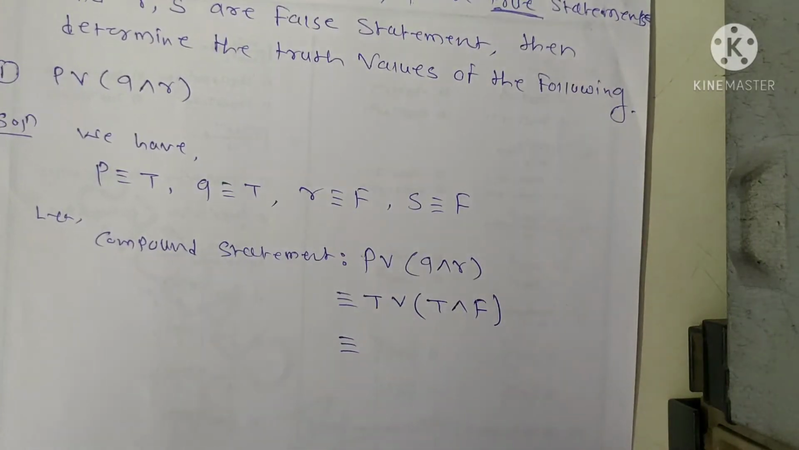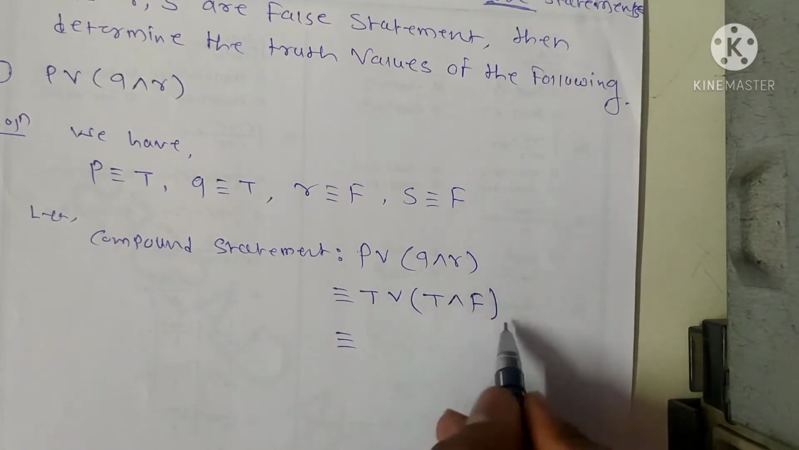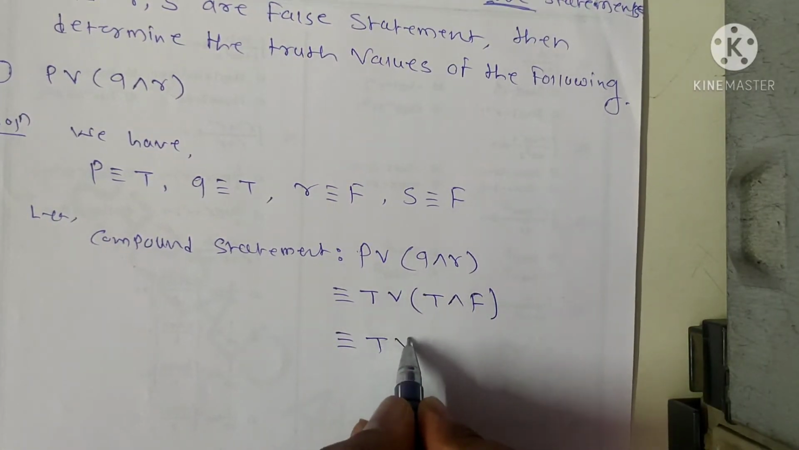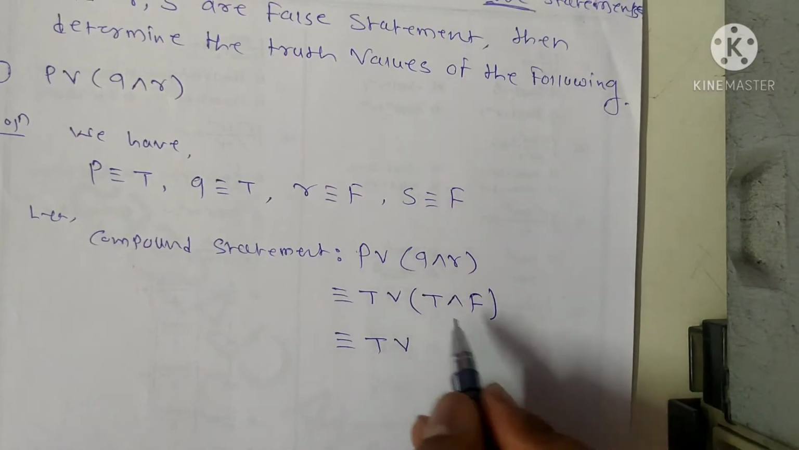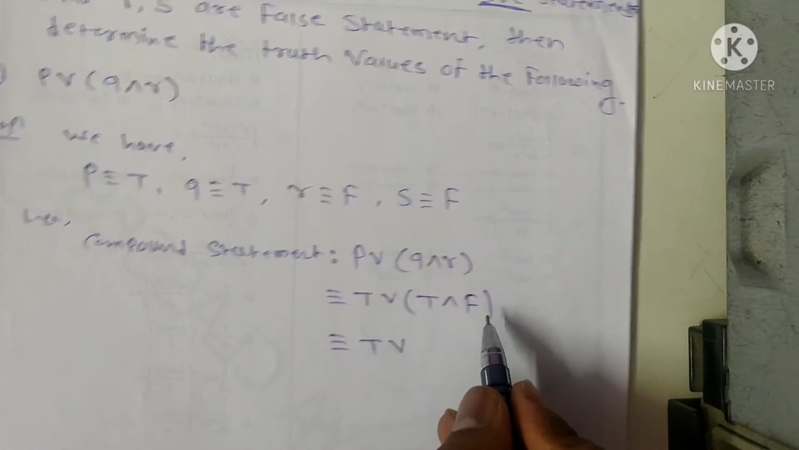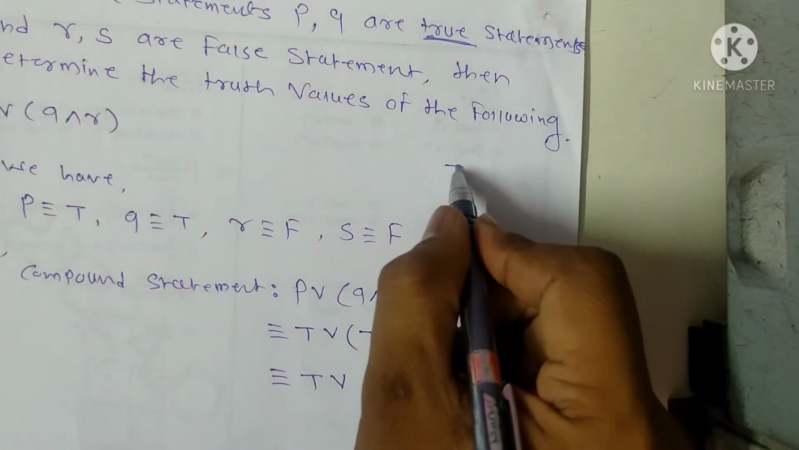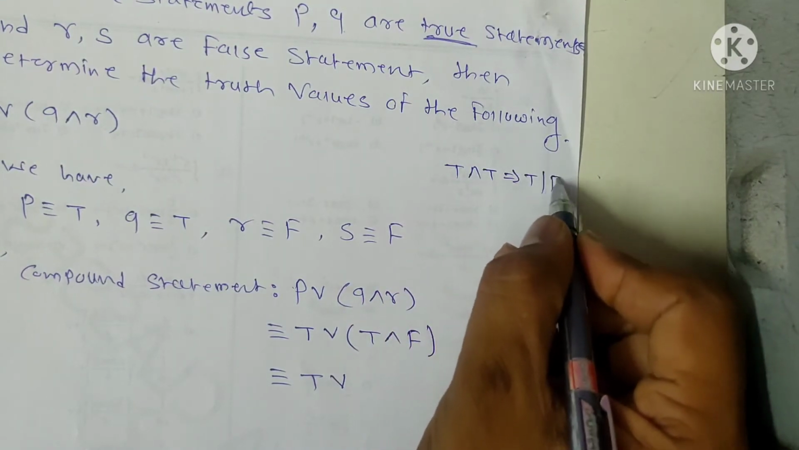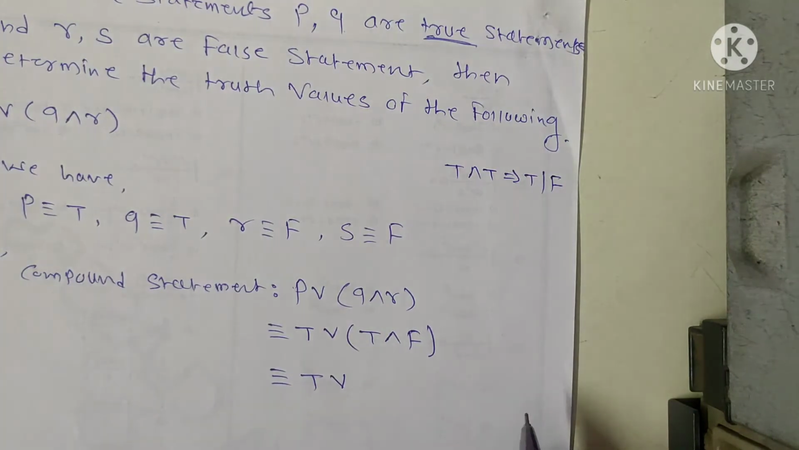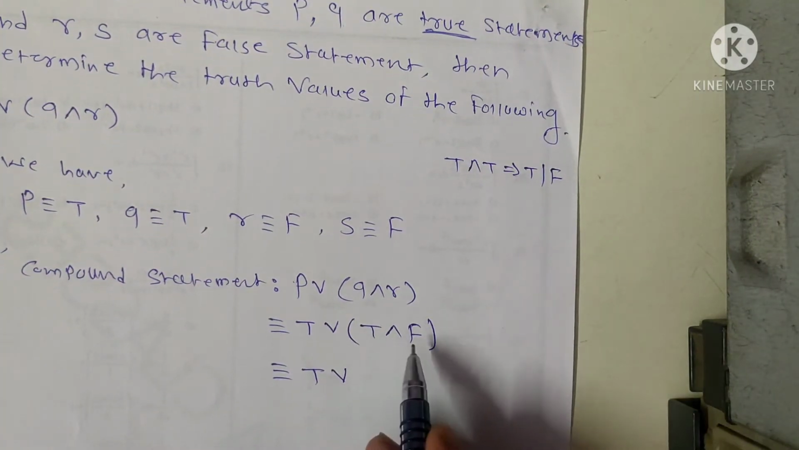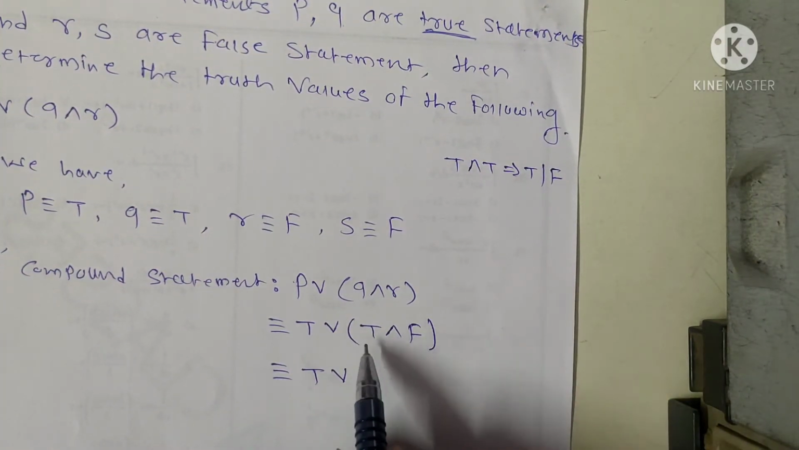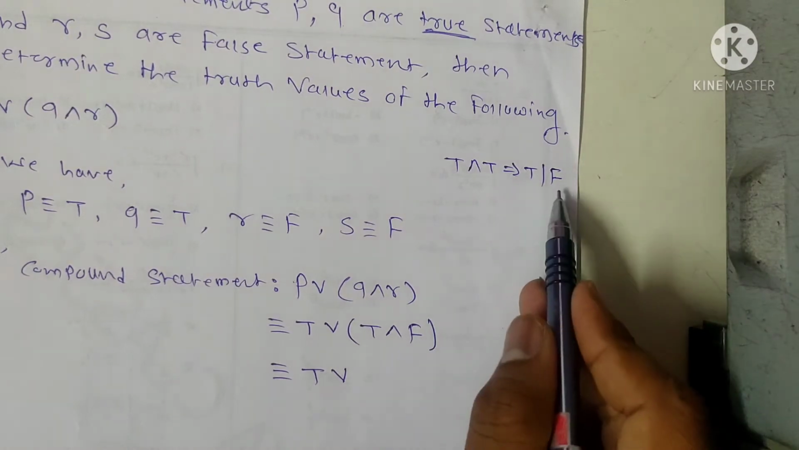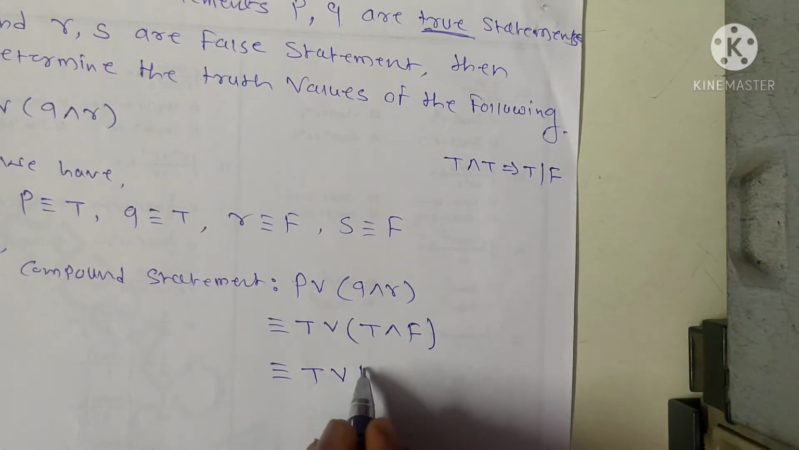Now these are logically equivalent, we can say that. We solve this first. T and T is T, that is, T and T implies T, otherwise F. This is the logic of AND. We use this logic here. T and T is T, but here T and F, therefore it is in otherwise, means F. We can write F.